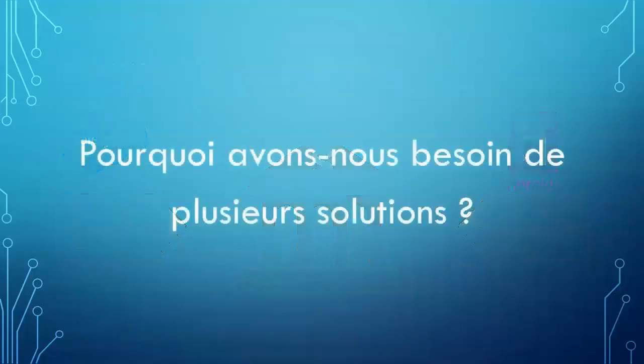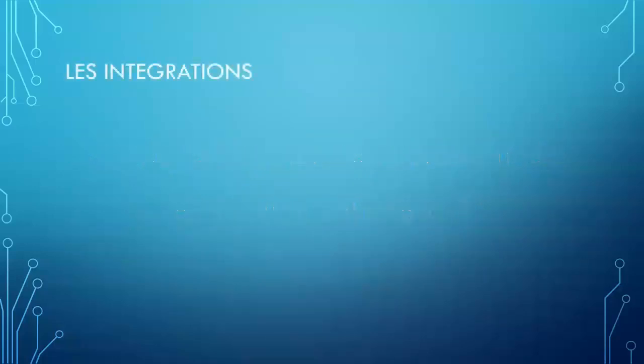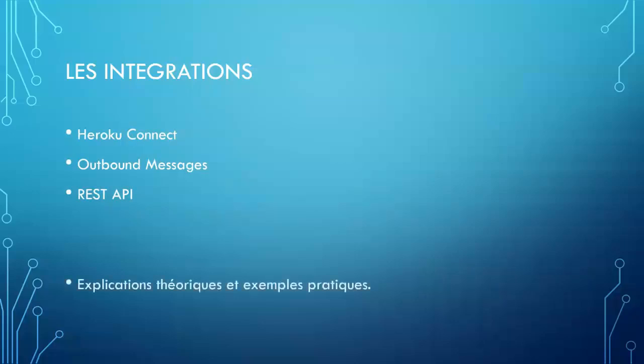But why do we need several solutions for integration? Actually, one may be enough, but we will talk about several of them and we will see their advantages and disadvantages so you can choose the one that suits you best. The three solutions we will use in the next videos are Heroku Connect, Outbound Messages, and API REST. For these solutions, during the next videos, we will have theoretical explanations and practical examples.